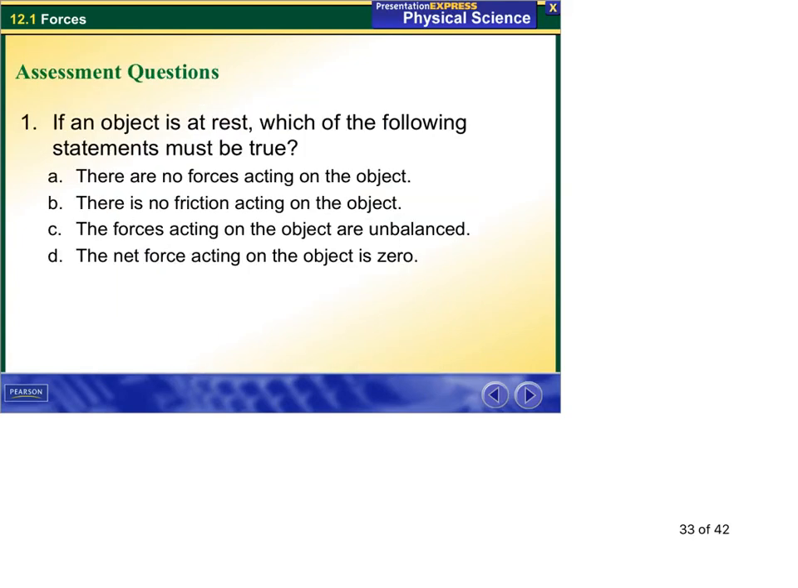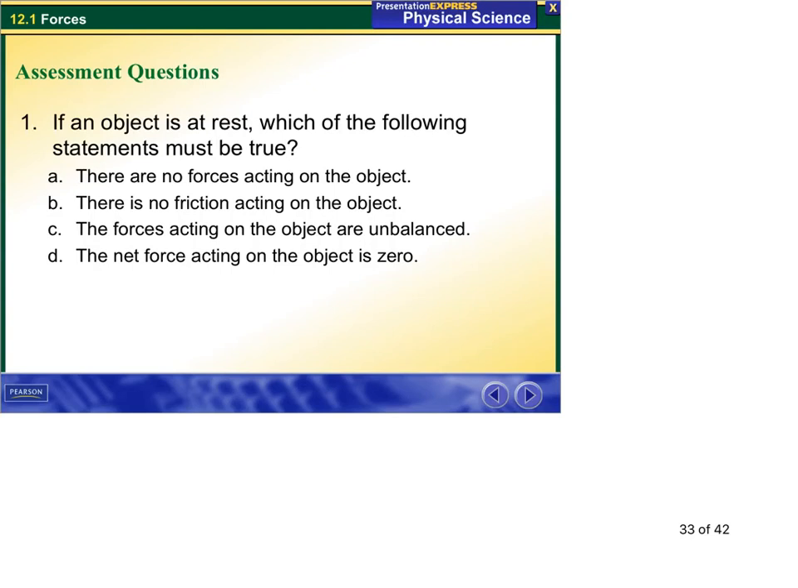A few quick review questions. Objects at rest, which of the following statements must be true? I'll try to answer these questions. Write down whatever you want to help you in your notes, and try to answer them. Then look at our correct answer.